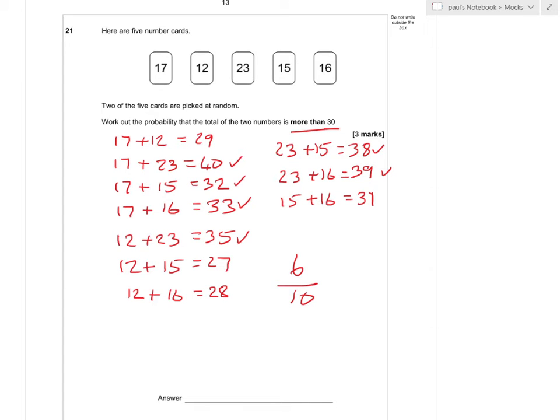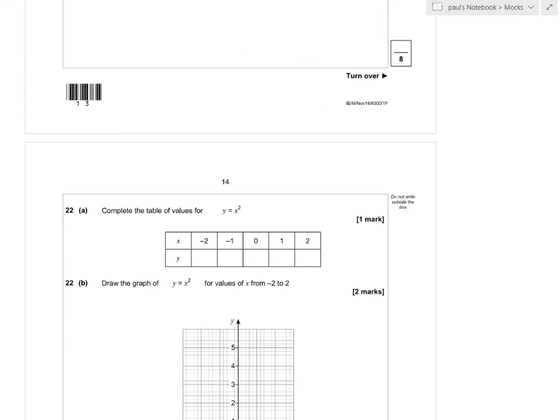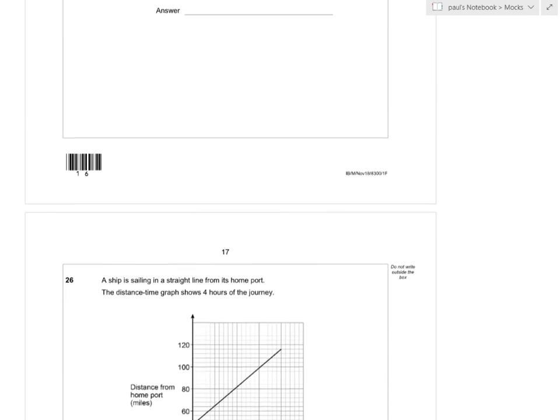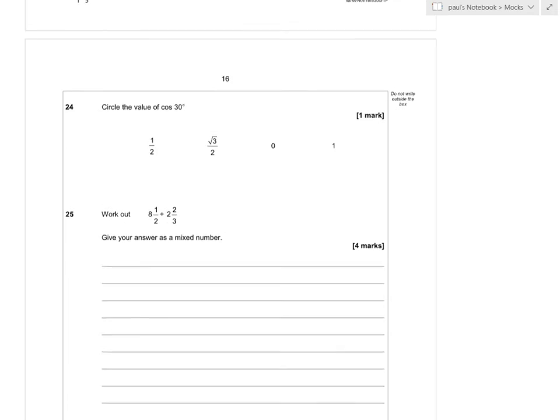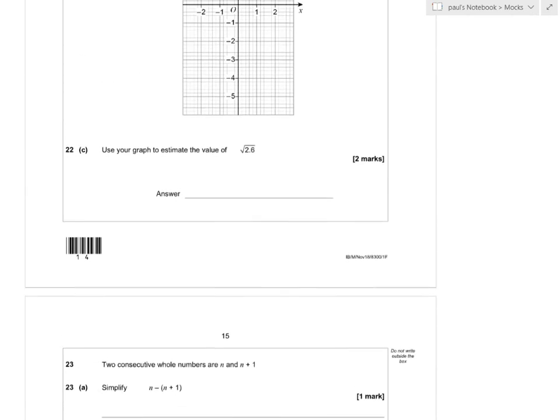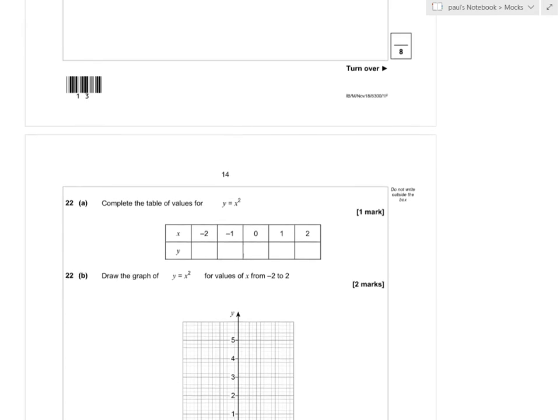Was it 7? Well, that's more than 30, isn't it? 31. So it's 7 out of 10. Yeah. Oh, don't go so fast. Moving on to those graphs. Let's come back. Oh, just frighten myself seeing how many questions there are to do now.